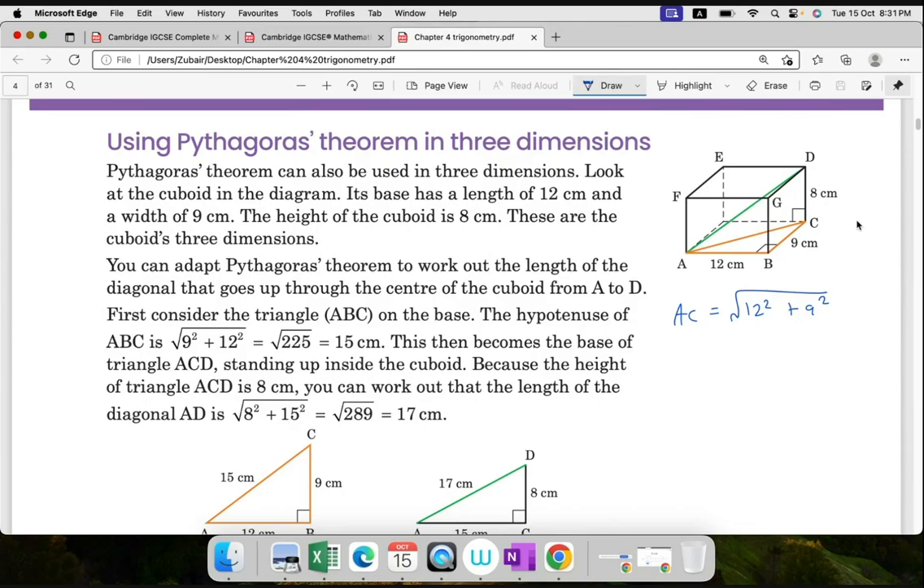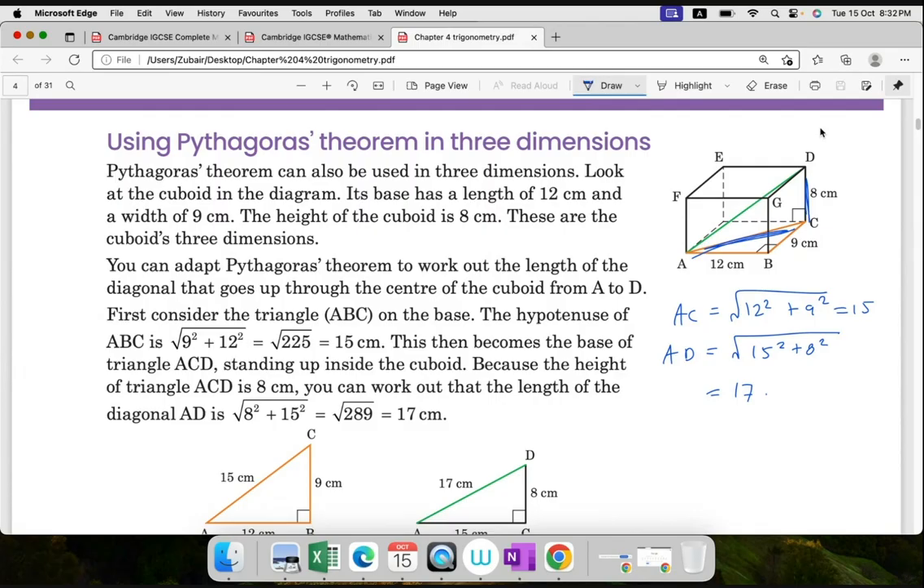So using it to get the numerical value, 12 squared plus 9 squared, I'm getting 15. Now I know AC is 15. I'm using AC and CD to find AD. So AD is equal to the square root of AC, which is 15 squared, plus 8 squared. So square root of 15 squared plus 8 squared punched in the calculator, and I'm getting 17. Any confusion till now? No, sir.